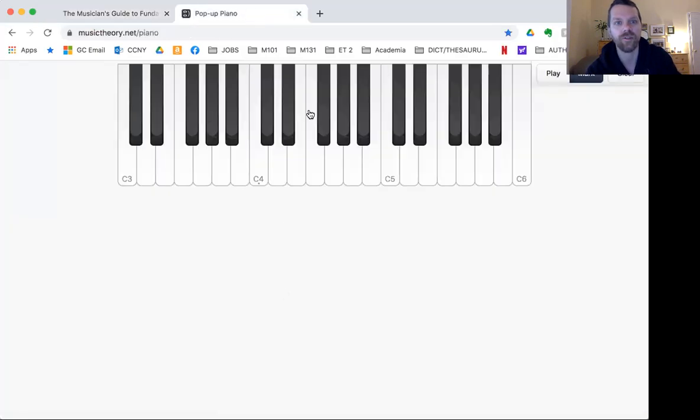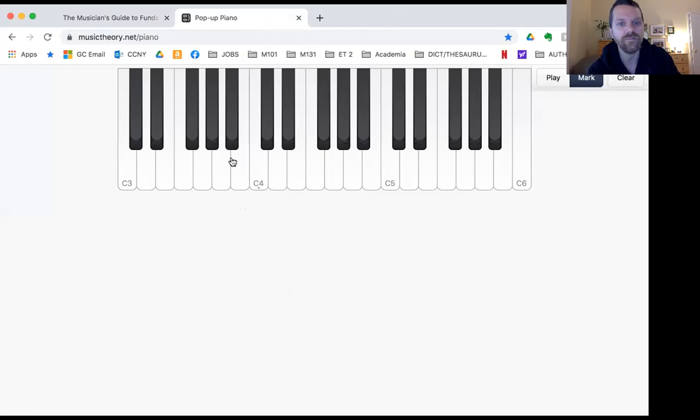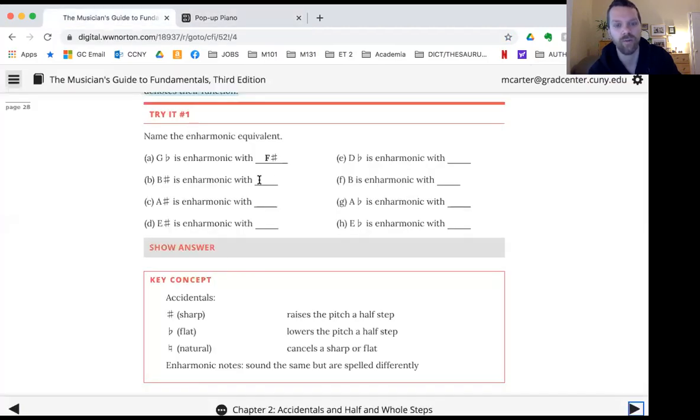Let's switch to the piano here, the keyboard. So if we're looking for B sharp, first let's find B. Maybe I'll mark it. Here's B. So B sharp is a half step above this. When you add a sharp, it raises it a half step. So this is B sharp, also known as C, right? So again, we have B, we add a sharp, it raises it a half step. So the answer, B sharp, is enharmonic with C. That's the answer there.